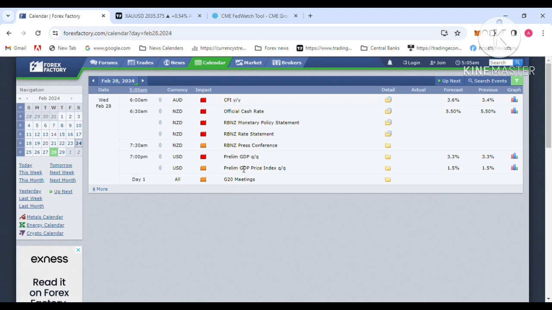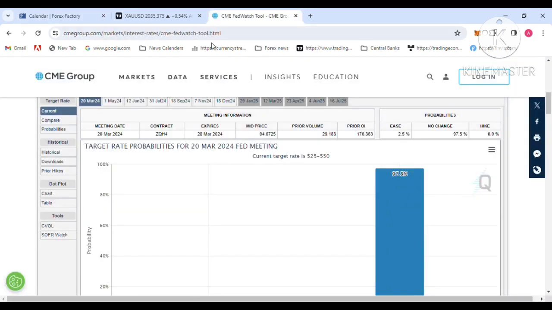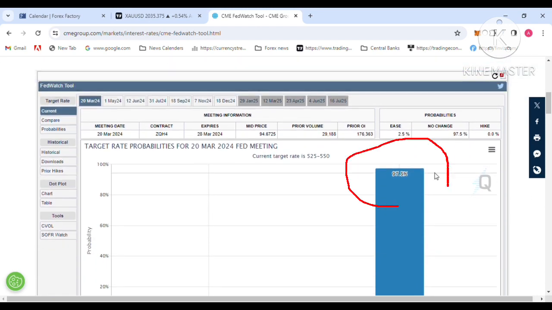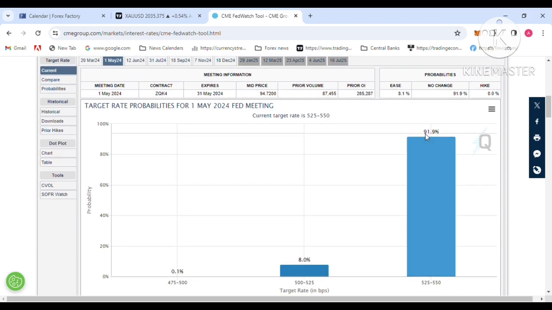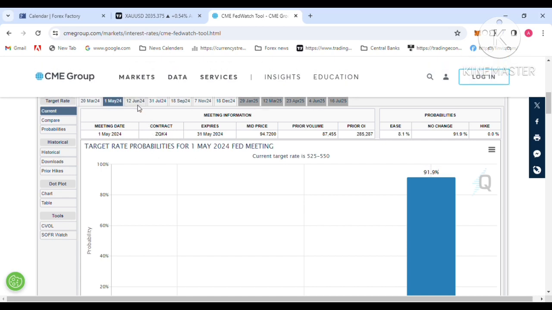So let's see the Fed Watch Tool website. What is going on with the interest rate decision? This is the March FOMC meeting forecast. Almost 98% forecast the Fed will hold the rate. 5.5 is the current Fed rate. And let's see the May FOMC meeting: also almost 92% forecast the Fed will hold the rate again. So that will be demand for the dollar, maintaining the 5.5 rate.